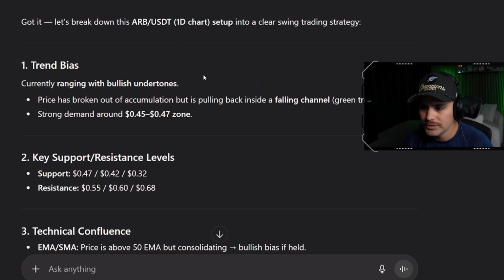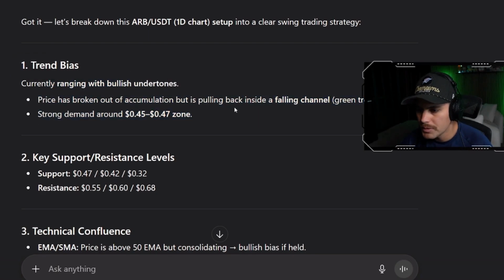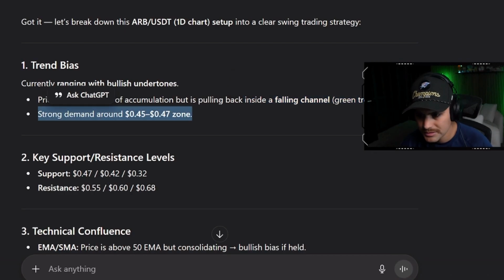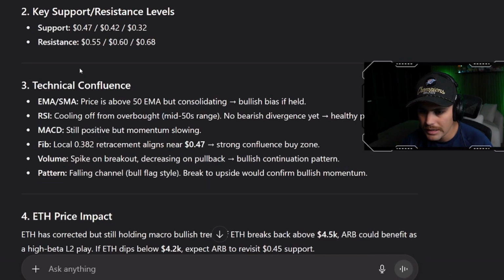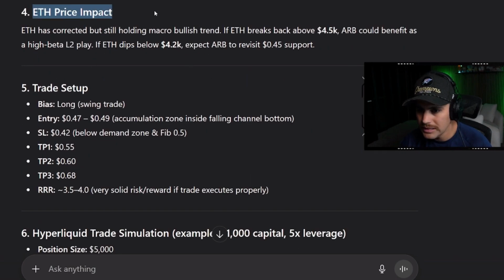It realizes it's the 1-day chart. Trend bias currently ranging with bullish undertones. Price has broken out of accumulation, but is pulling back inside of a falling channel, green trend line, strong demand around the 45-47 cents zone. And it gets into technical confluence, all the different patterns. It even fibs it out, even though I don't have a fib on there, not to my knowledge.